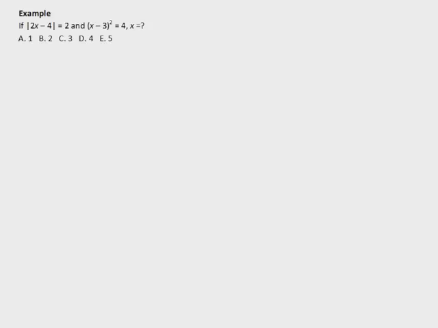If absolute value of 2x minus 4 is 2 and x minus 3 squared is 4, find x. I can either solve 2x minus 4 is equal to 2, get my two solutions and check which of them work for the second equation, that is x minus 3 squared is equal to 4. Or I can solve this equation first, get the two solutions and check them in the absolute value equation. Either way is fine. So I'll solve the second equation first.